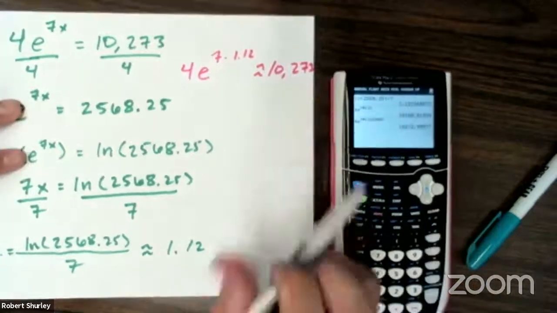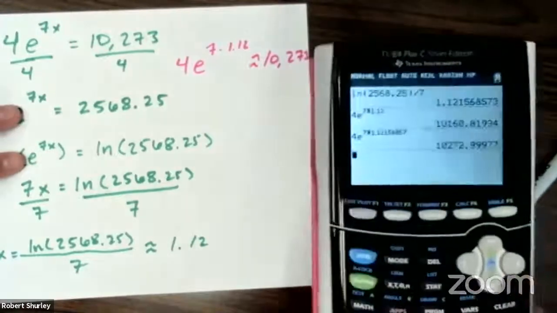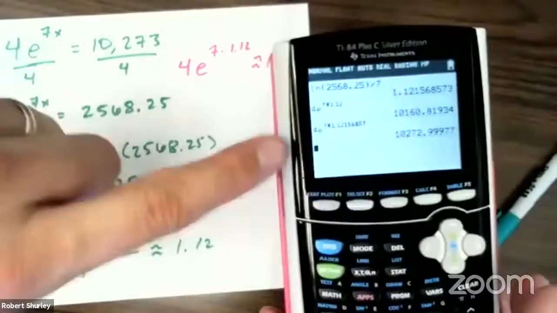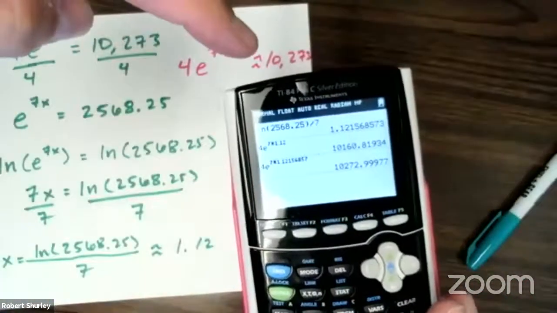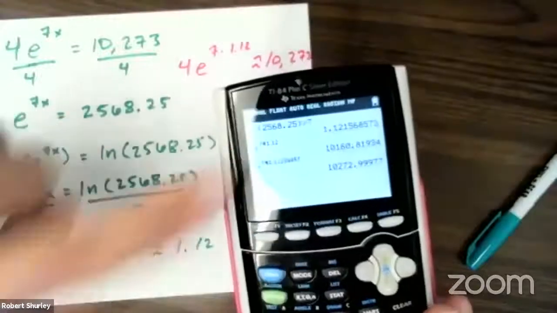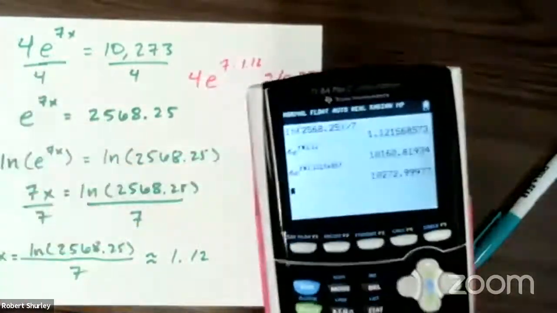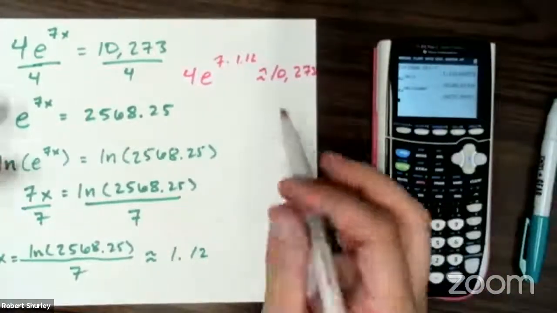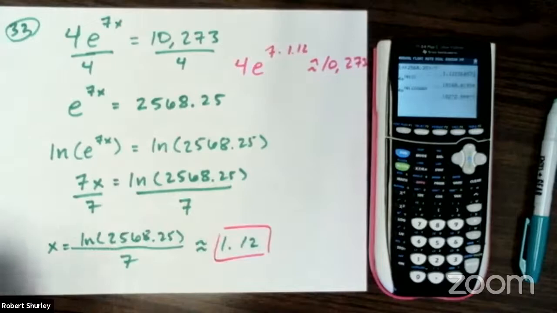Notice this is much closer. Once we added more decimal places, we got much closer to the actual approximation there, the 10,273. So if I'm going to check my answer, I'm going to put more decimal places in to check my answer, okay? But I know this is right because I checked it. That one wasn't too bad to check.